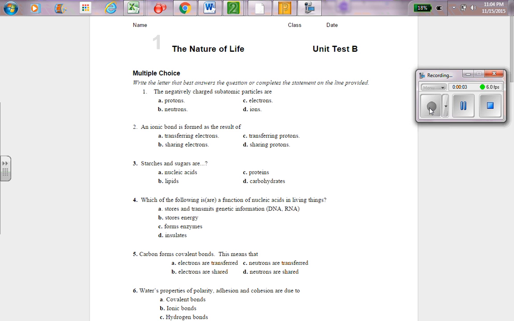Here we begin the reading of the first unit test on the nature of life. You all have worked very hard, and I know that you will do well and do your best.